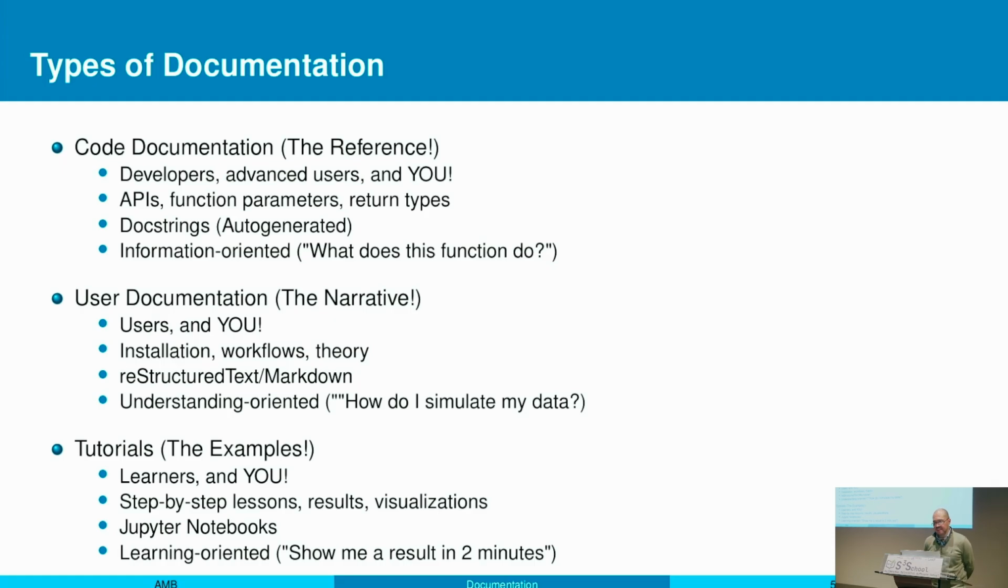That's another type of documentation where you have the examples. The audience are the learners, and as usual, you. Usually you can find step-by-step lessons, results, and visualizations. The source of these tutorials are usually Jupyter notebooks. Of course, the goal for these tutorials is to learn, so you want to see results as soon as possible. So these are the 3 types of documentation that we can find.